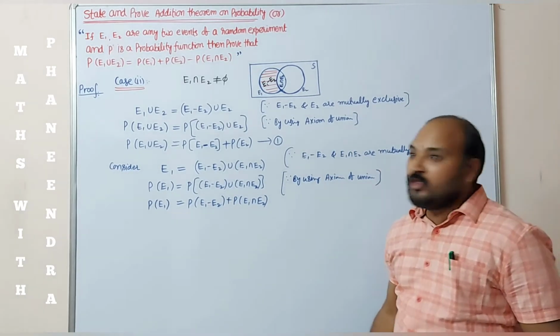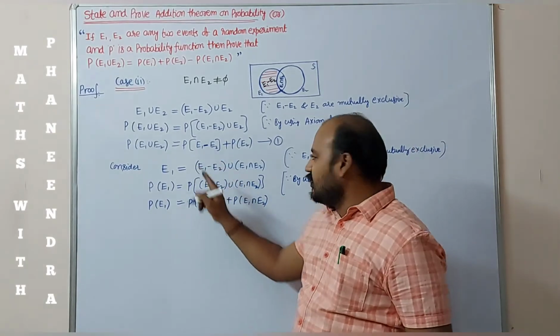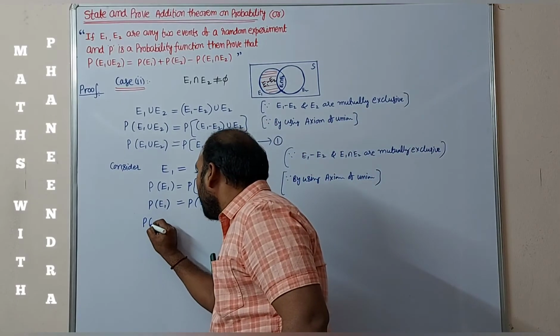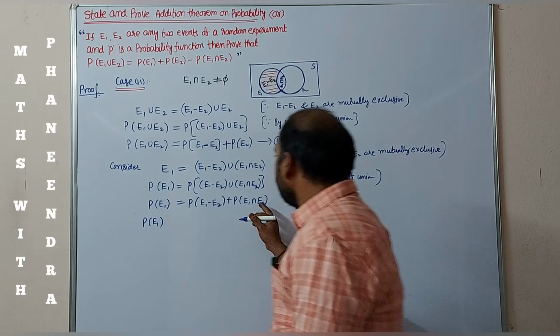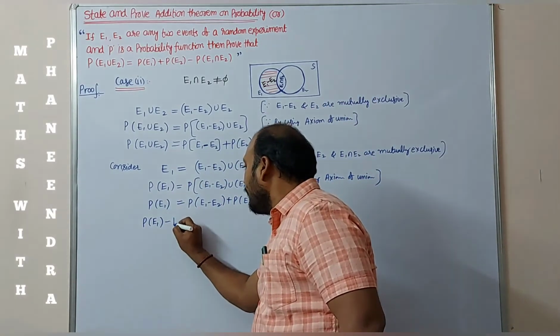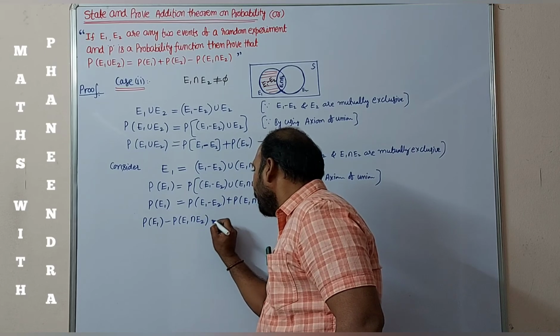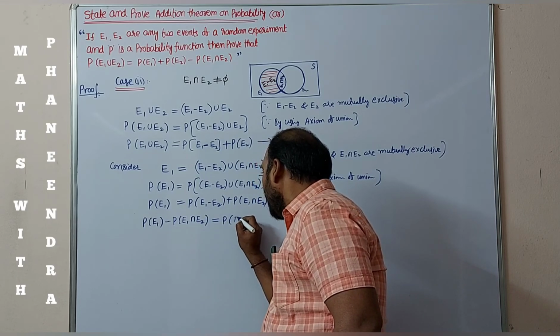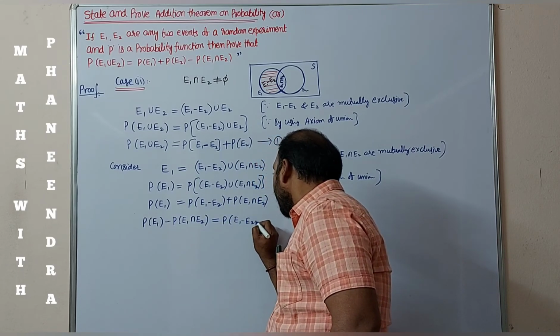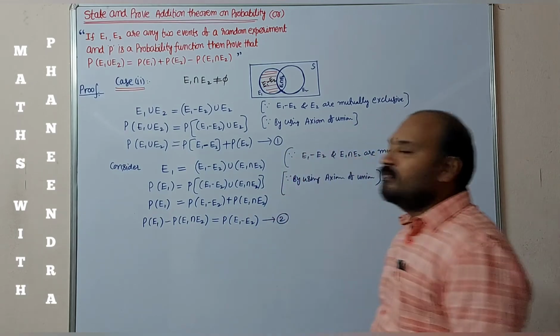From this I want P of E1 minus E2, making it the subject. Taking P of E1 intersection E2 to the other side as minus, P of E1 minus P of E1 intersection E2 is equal to P of E1 minus E2. Put as equation number 2.